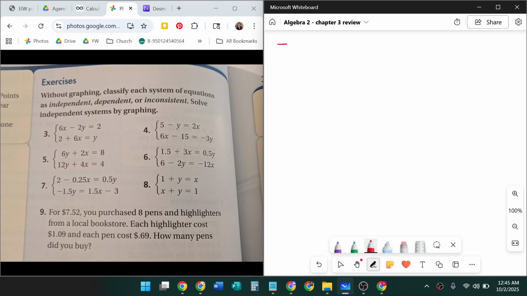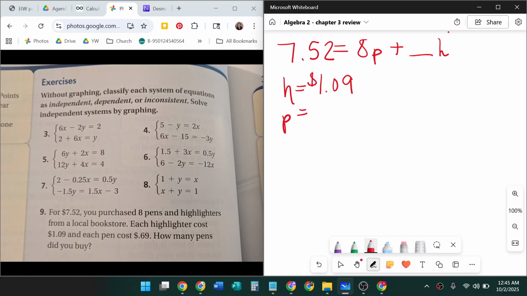All right. So let's try number 7. So for 752, you purchased 8 pens and highlighters. Like, doesn't it ask? It tells me I bought 8 pens, and the question again says, how many pens did you buy? I wonder if it meant highlighter. That's weird. All right, and some number of highlighters. And then it tells us each highlighter cost $109, and each pen, I probably should write it differently. Each pen costs 69 cents.